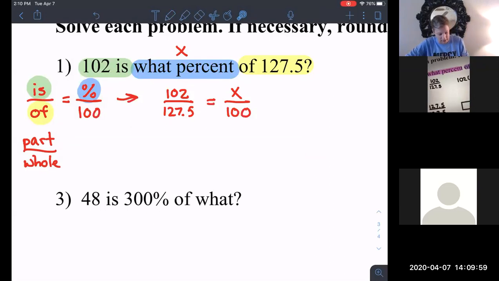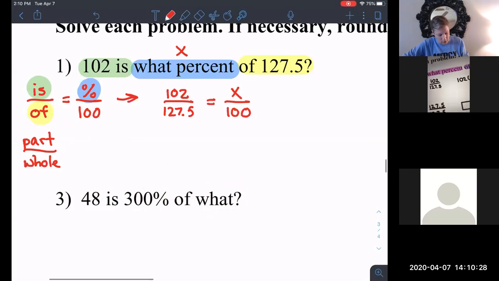So do you see down in number 3 how it says "of what"? Mm-hmm. That means that our variable is going to go in for the word "of" in this problem. So it all depends on what they're asking you to find. So it'd be like 300 would go in for the percentage, 48 would go in for "is" because it's next to the word "is," and then we put X in for "of." Okay, but let's stay on problem number 1 here and let's go ahead and solve this.